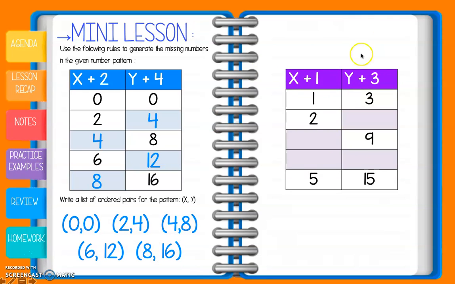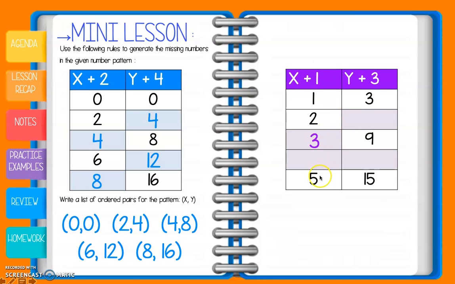All right, so let's look at a table that's similar. Just different rules at the top of our chart, different numbers in our rows. So our first one says for the x column, you're going to take x, then you're going to add 1. In our y column, it says take y and add 3. So if I'm going to start in this box right here, 3 plus 3 is going to give me a 6 in this column right here.